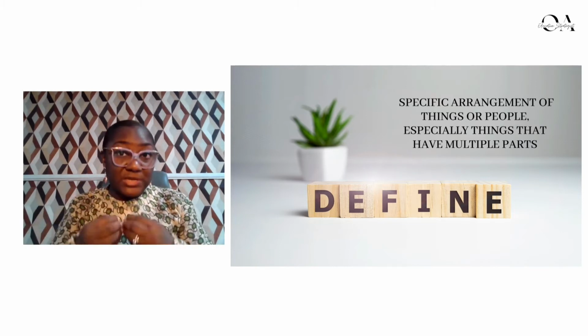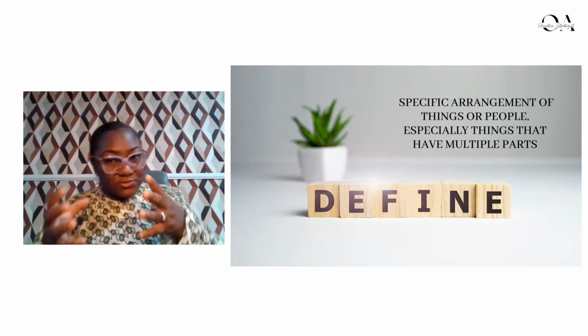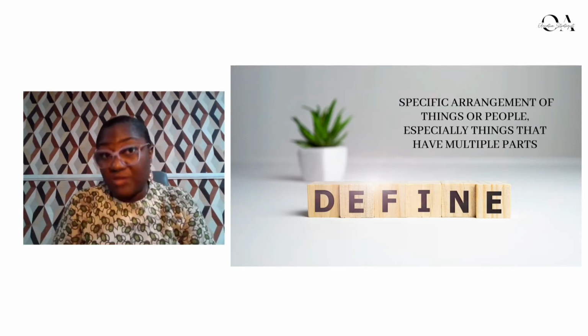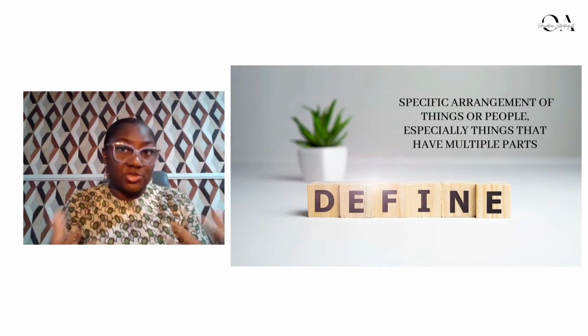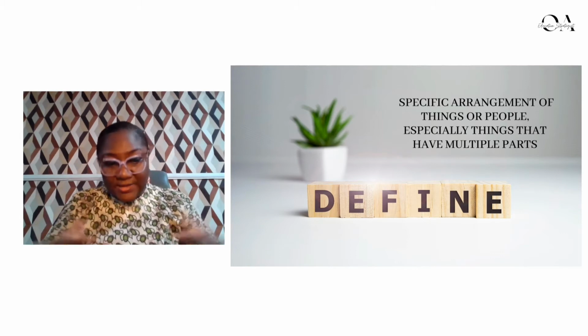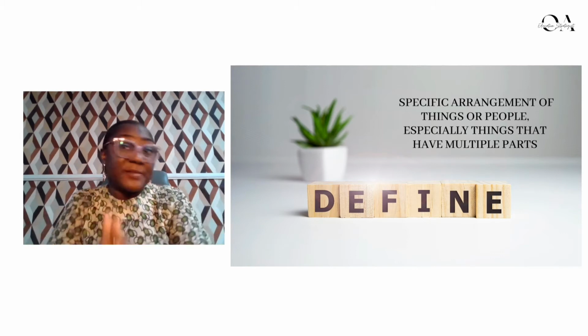But if the structures are not in place, the right structures, the school begins to collapse in different areas, depending on where the problem is. And that's what structure is. Structure is a specific arrangement of things, of people, right? They are arranged towards meeting a particular goal.